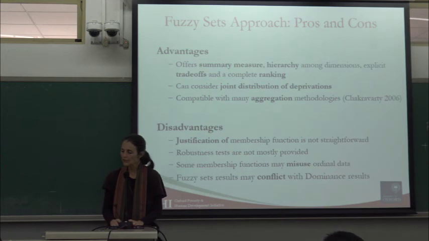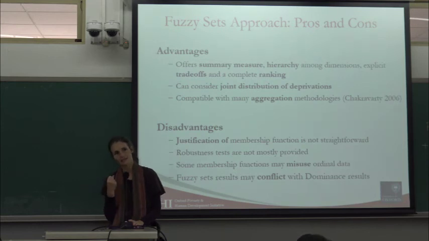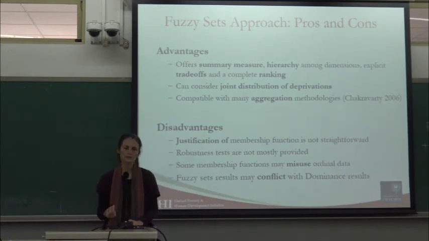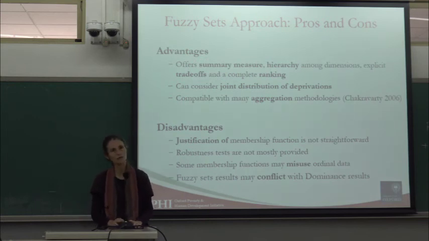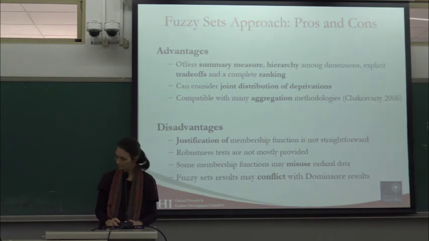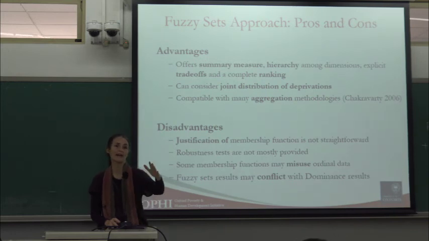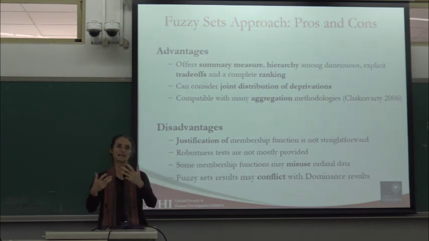And also, in the empirical literature, often the robustness tests are not provided. And so again, you're hiding the assumptions that you're making, which is not a good way to do poverty measurement. There's also the issue that if you look in the literature, a number of the membership functions that are actually implemented in academic papers, at the moment this is rarely used in policy, misuse ordinal data. So they take the mean, or they use a functional form which is not appropriate for ordinal data. And clearly, because of the assumptions you're making, you may find dominance or not find dominance, and fuzzy sets will tell you something different.